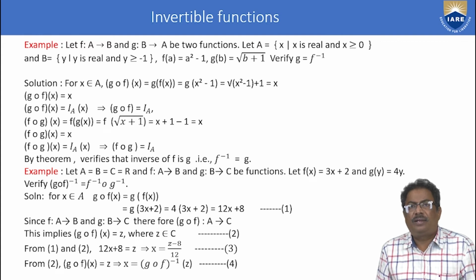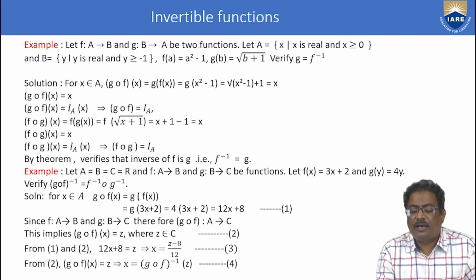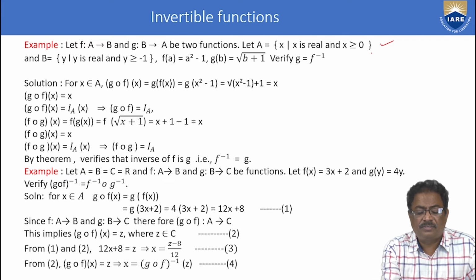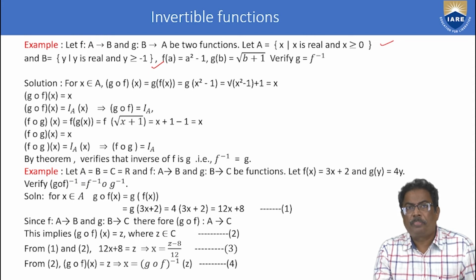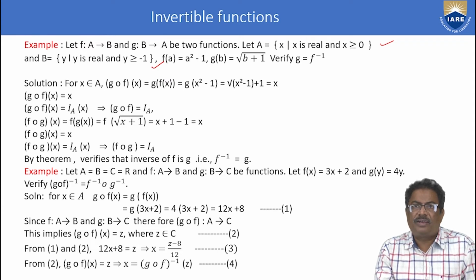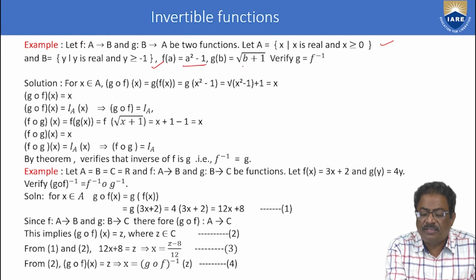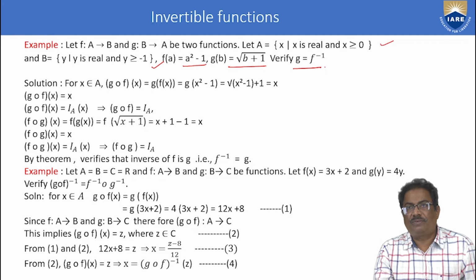Now let us go for the other one. Here a, b are given. Set A is x such that x is a real number and x is greater than or equal to 0. B is y such that y is a real number and y is greater than or equal to -1. And f of a is given, f of b is given. Verify g is equal to f inverse.